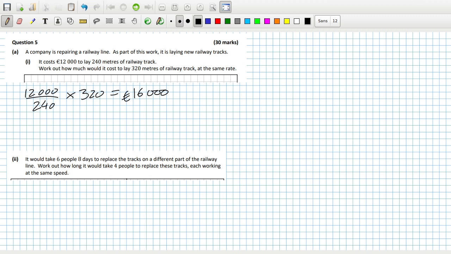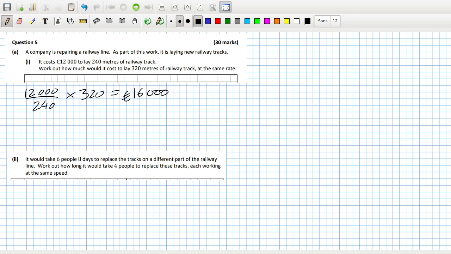It would take 6 people 8 days to replace the tracks on different parts of the railway. This is like that classic maths question, you know, it takes 4 people 8 days to dig a hole, how long would it take 10 people, that type of stuff. So it would take 6 people 8 days to replace the tracks on a different part of the railway. Work out how long it would take 4 people to replace these tracks, each working at the same speed.